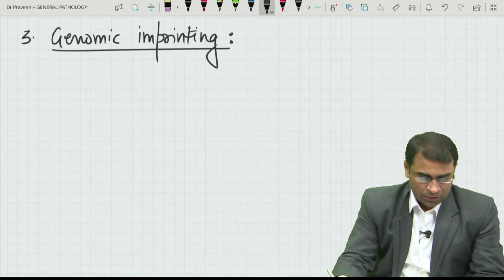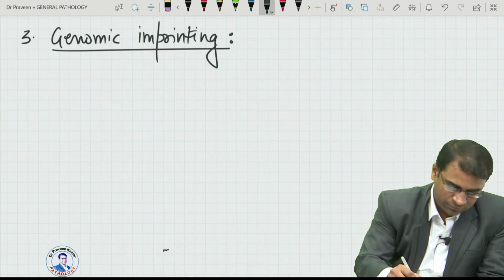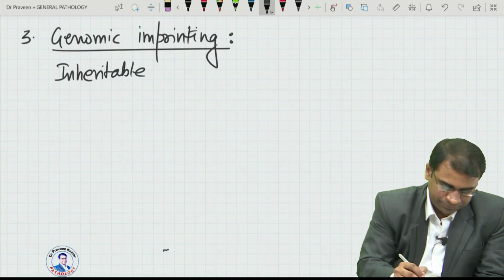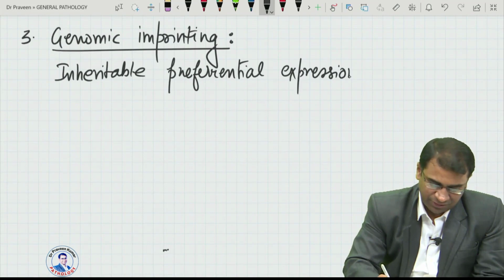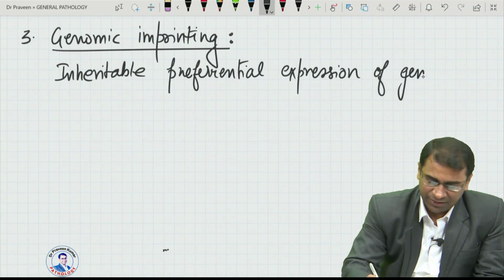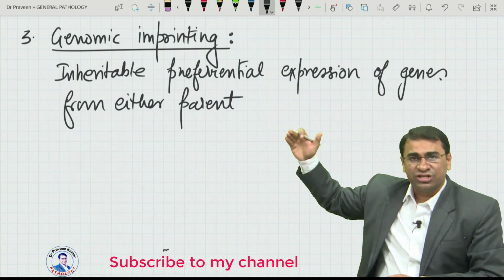Genomic imprinting. Now, what is imprinting? The word imprinting means inheritable preferential expression of genes from either parent is genomic imprinting.